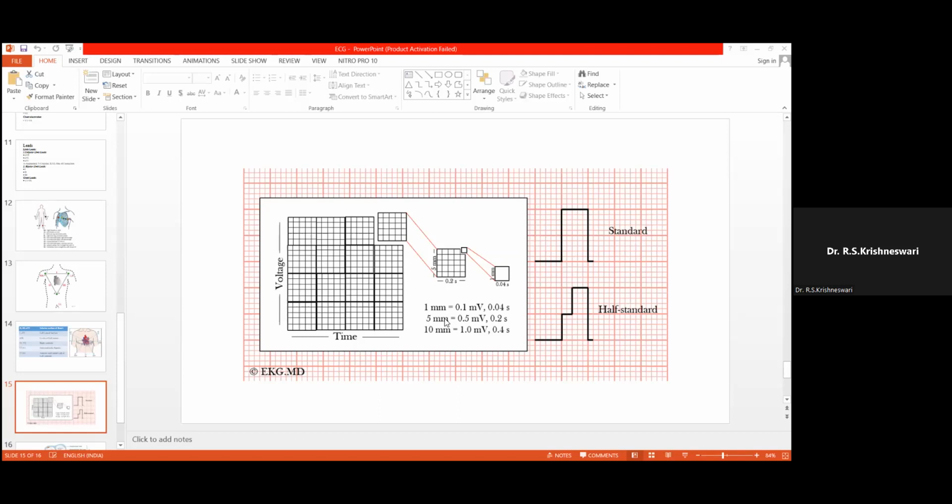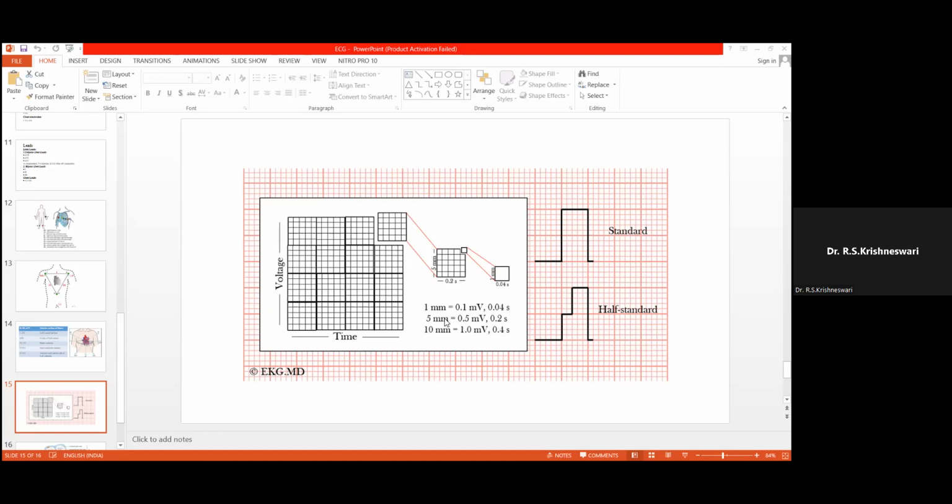Regarding the voltage, the height of the squares. This height of the square, one small square is concerned with 0.1 millivolt. One large square consists of 5 small squares. So these 5 small squares, or one large square, is concerned with 0.5 millivolt. I hope you understand.